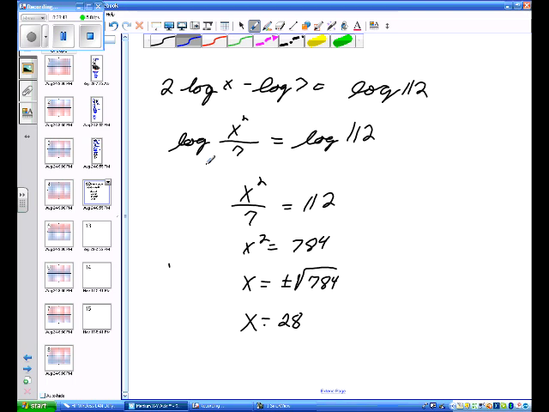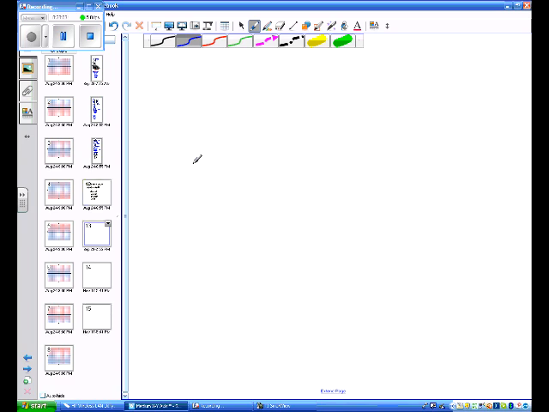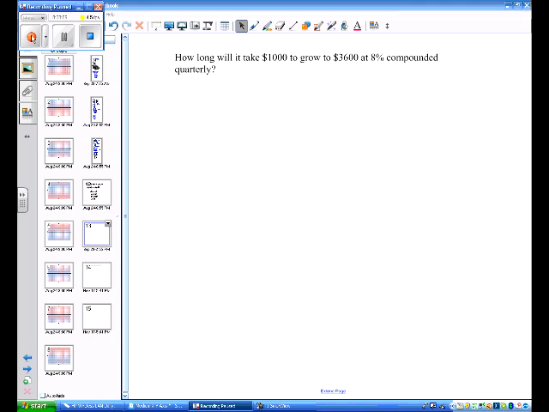All right, let's look at where we would use this in some applications. We can do this in growth and decay problems, or we can do it in compound interest problems. And the problems basically work out the same way. So we're going to use some compound interest problems to work these in. The first problem we want to look at is how long will it take $1,000 to grow to $3,600 at 8% compounded quarterly? If we have that much money and we need to end up with $3,600, how long do we have to leave it in the investment or in the bank?